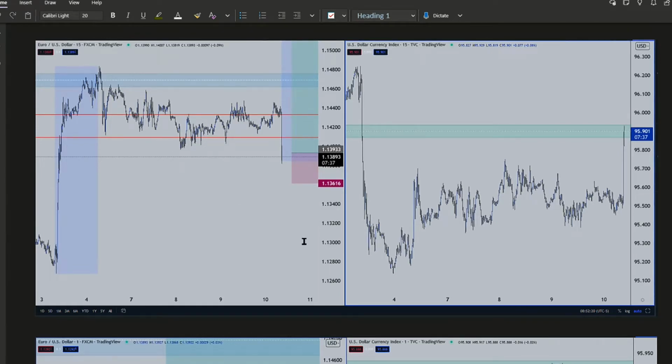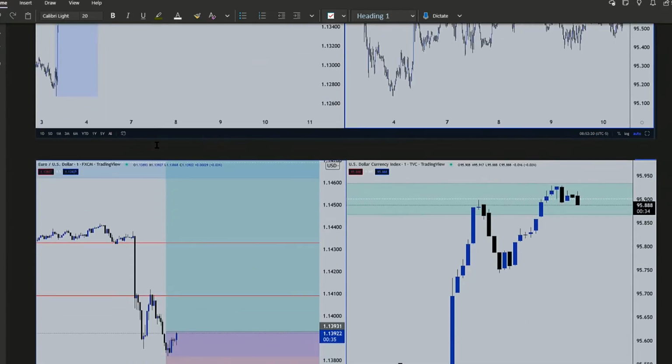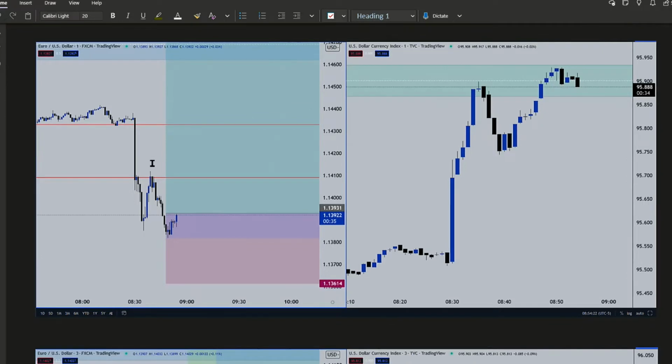Same with the dollar. This green is a volume imbalance on the daily chart. So it touched it, and then it started reacting. However, it didn't just react right away. It came back up, made another low. Same thing with the dollar. At this point, I was hoping that there would be an SMT, but we didn't get that either.